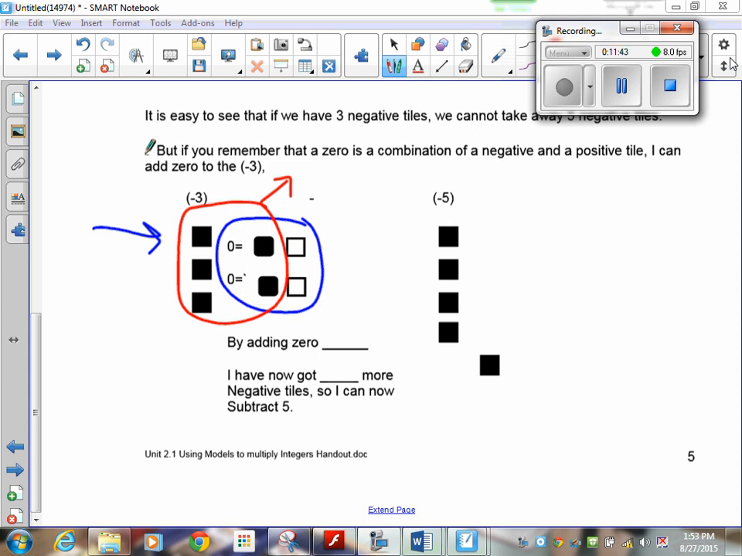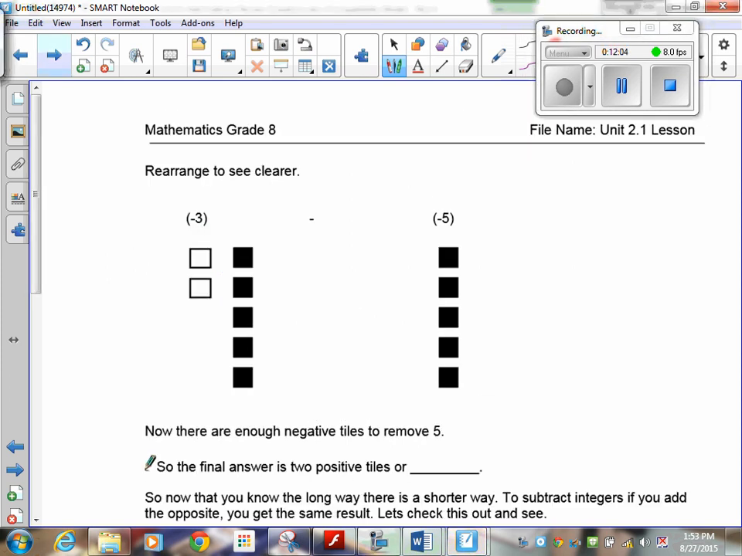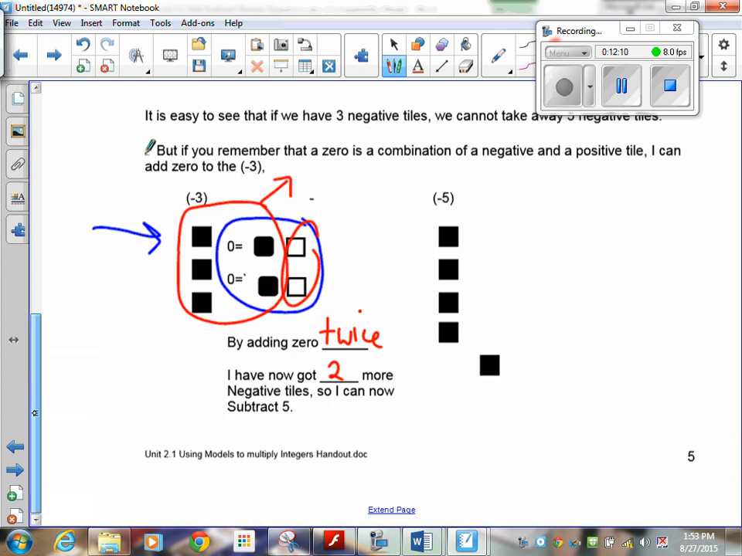It's kind of simple. But by adding 0 twice, I've got 2 more negative tiles. So now that I have 2 more negative tiles, I can subtract the 5. Taking away the 5 means that this is what's left, isn't it? So the answer is negative 2. I'm going to go back here and put the answer down here. So your answer is equal to negative 2. You can disregard this for now.